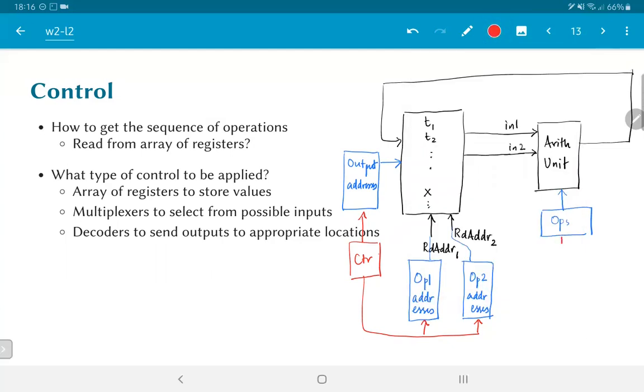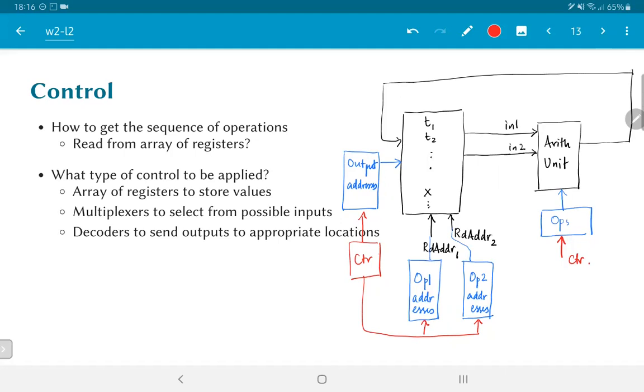I have the counter, which drives the ops array, which in turn stores the sequence of operations. The first one would be plus, next would be divide, next would again be plus, and so on. So in this way, what we have constructed is a more complicated data path, which essentially corresponds to this arithmetic unit plus the register array.